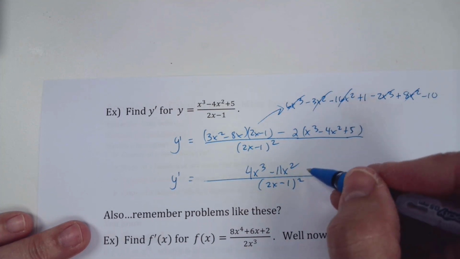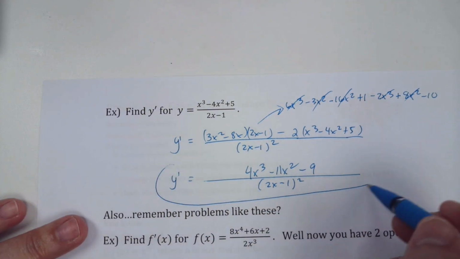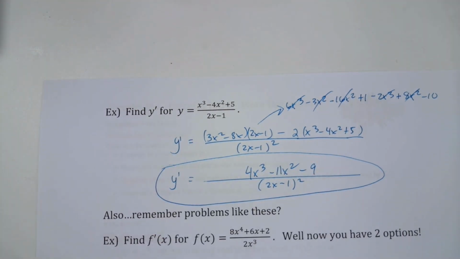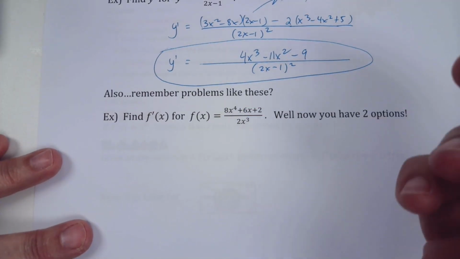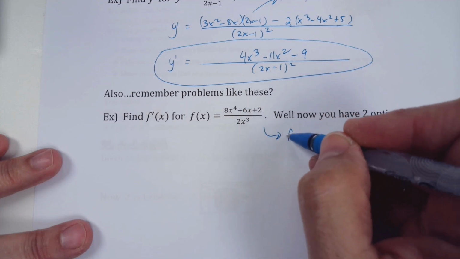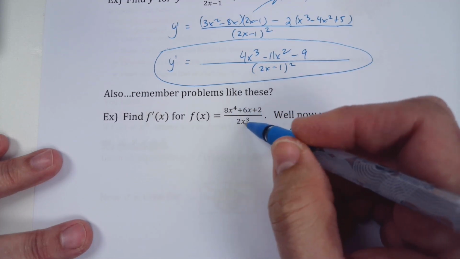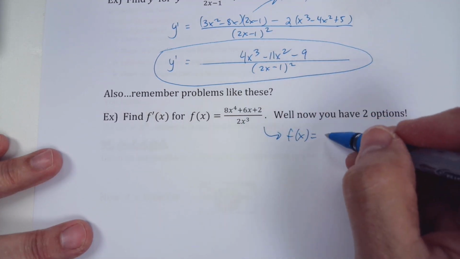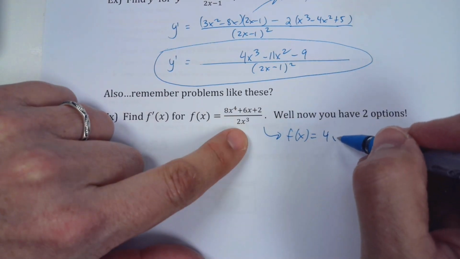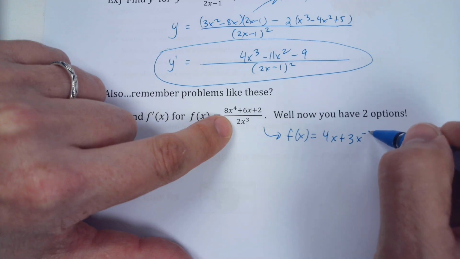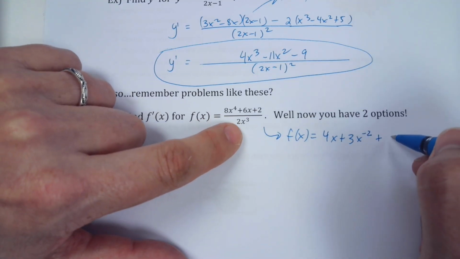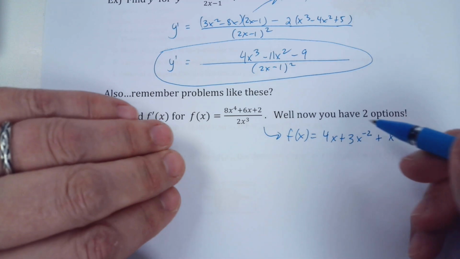And then we got minus 9 basically. Okay, and there you have it. All right, so remember that we used to have to do the cleaning up. Like we used to turn this problem into, we divided it into each part. So you got 4x plus 3x to the negative 2 plus x to the negative 3, like if we split that up.